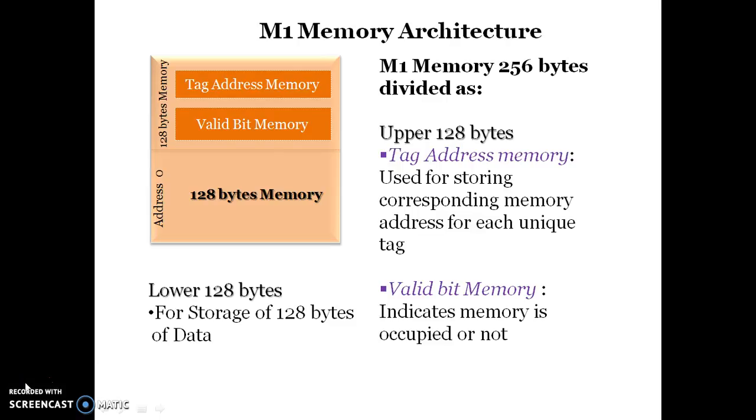The memory M1 has a capacity of 256 bytes. This memory was sectored into 2 portions of 128 bytes. The lower 128 bytes of memory is used to store a single data of size 128 bytes. The upper portion is divided into 2 sectors: the tag address memory and the valid bit memory. The tag address memory contains memory addresses that correspond to a particular location where the data for a particular tag is stored. The valid bit memory contains the valid bit indicating whether a particular memory location is occupied or not.